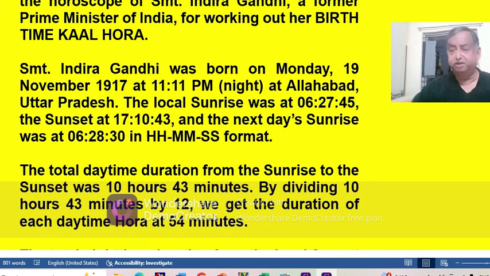So, how many components you require to arrive at Kaal Hora? First, the day is required because the first Kaal Hora is of the day. In case of Monday, it would be of the moon. And you have to minus, in case of daytime birth, the sunrise time from the sunset time, because sunset time is bigger than the sunrise time. Isn't it?